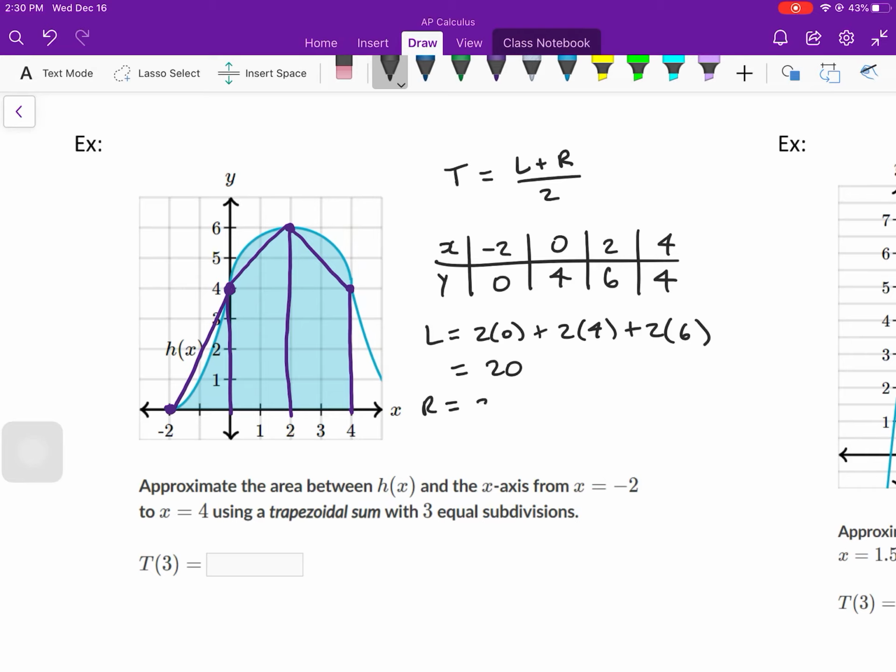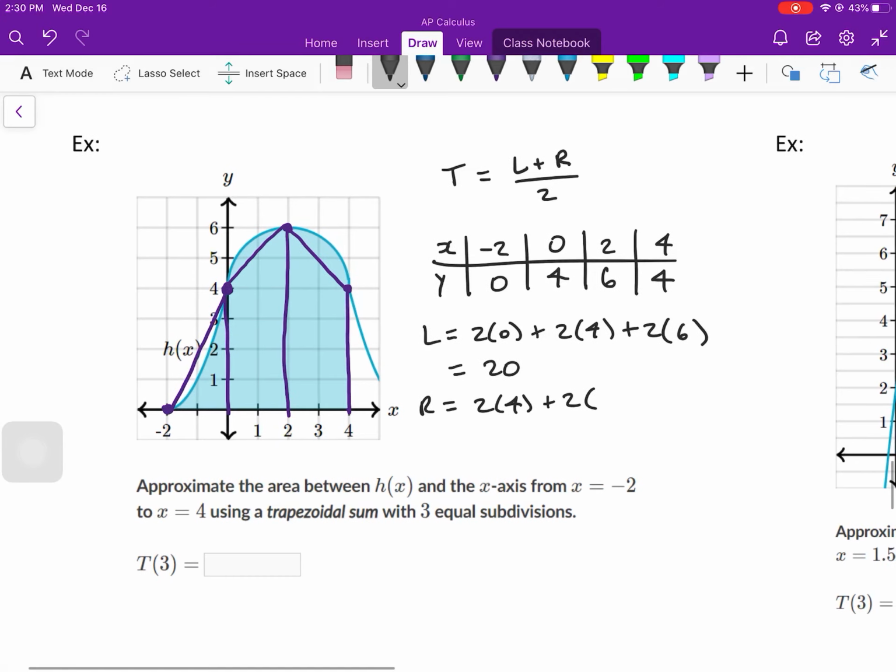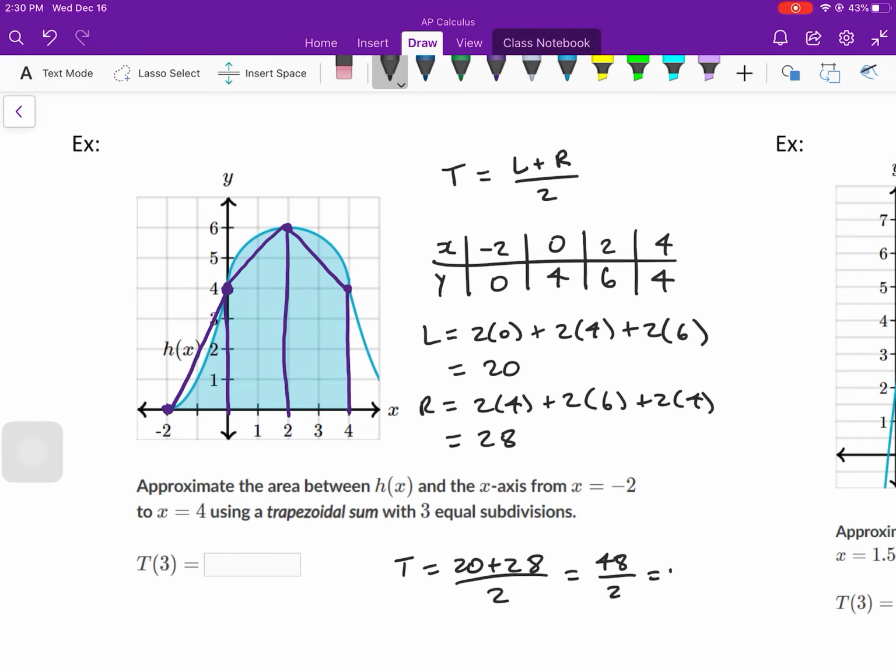Then for our right sum, it's going to be 2 times 4 plus 2 times 6 plus 2 times 4. So that's going to be 8 plus 12 again is 20, plus another 8. So this is 28. So we'll average the two. So our trapezoid is going to be 20 plus 28 divided by 2. Just the average of the two. 48 divided by 2 is 24. It makes sense. It's the number right in between the two of them. It's going to be 24.